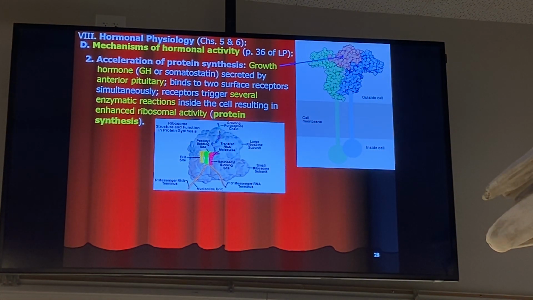Growth hormone accelerates synthesis. If the cell is making more of the 4 biologically important macromolecules, it's gonna grow, and it's gonna wanna divide. You get enough growth hormone, you're gonna get growth.